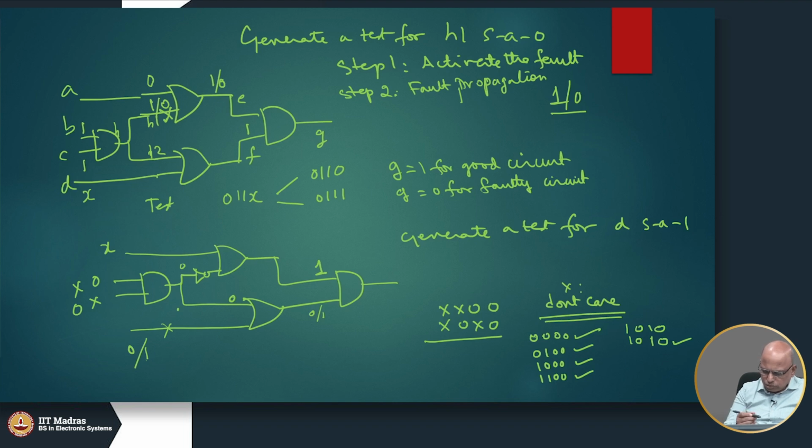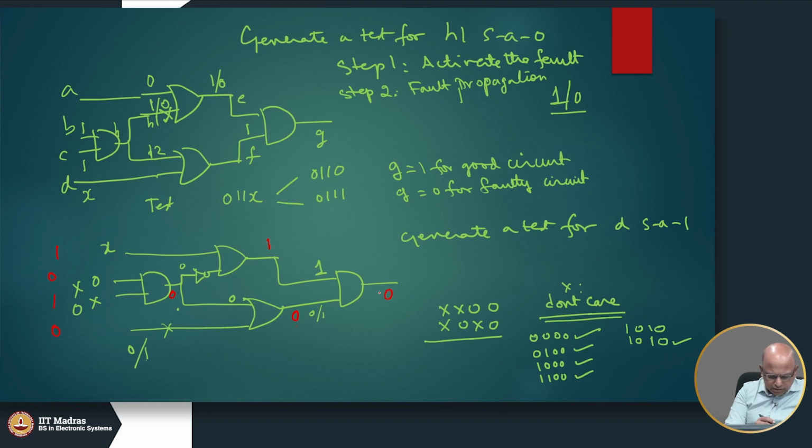So, let me show you one of them. So, let us try 1 0 1 0. So, a good circuit will produce a 0 here, a good circuit will produce a 1 here, and a good circuit will produce a 0 here and a 1 here, I am sorry 0 here.